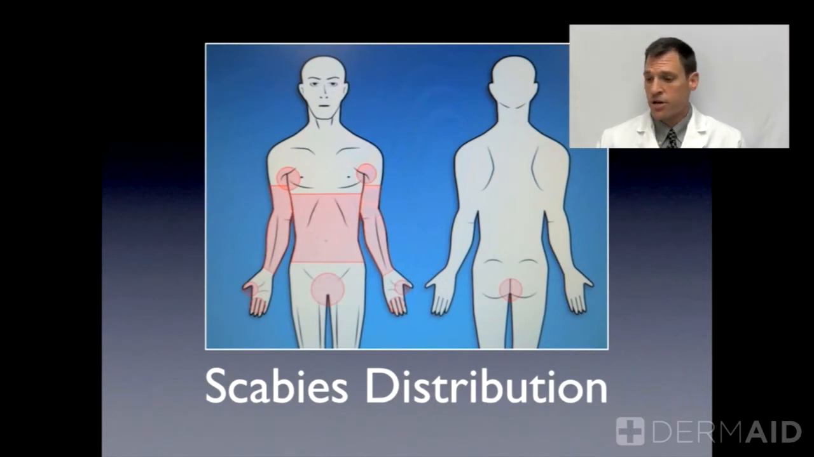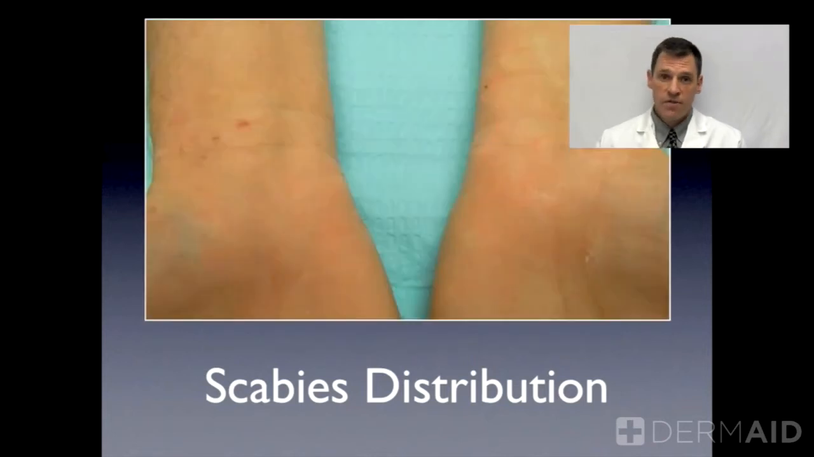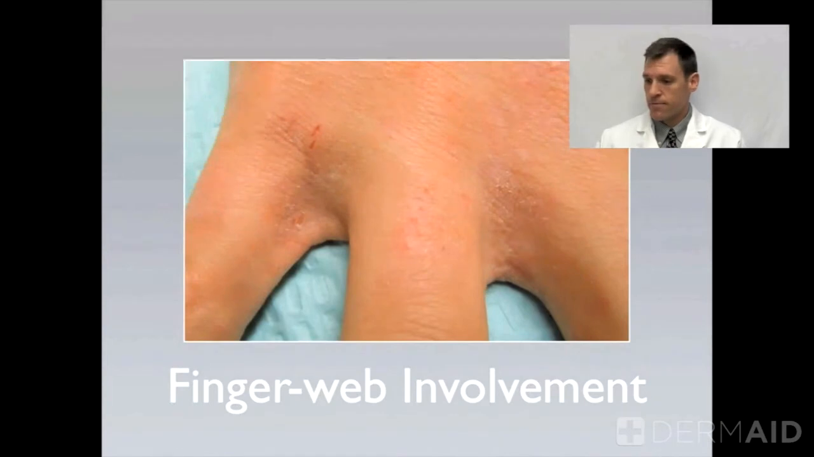So here's an image of the classic scabies distribution: the axilla, the groin, the finger webs again, and wrists. Here's an example of a patient with scabies. Their wrists are excoriated. So we see the mite burrows into the skin, and then we scratch these areas. Here's the finger web involvement. Again, that's classic for scabies infestation.